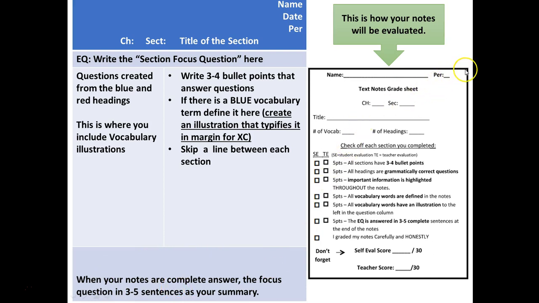Over on the table near the door, you'll find a variety of rubrics that I will be using to evaluate your work. Before you turn in your work, please attach one of these to the front of your notes, fill it out completely, and do a self-evaluation of how many points you think you earn on the left-hand side. I'll be using the boxes under Teacher Evaluation to show you what I saw in your notes. You will give yourself a score, and I will give you a score as well.